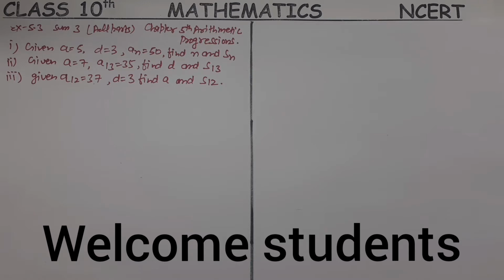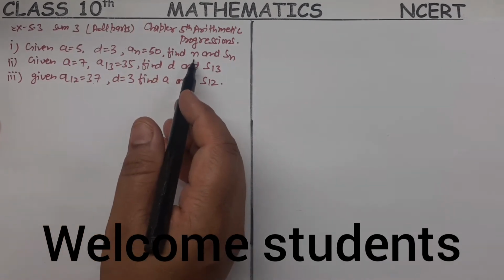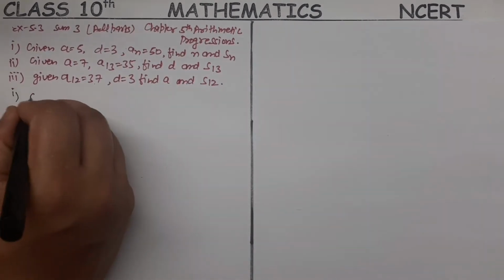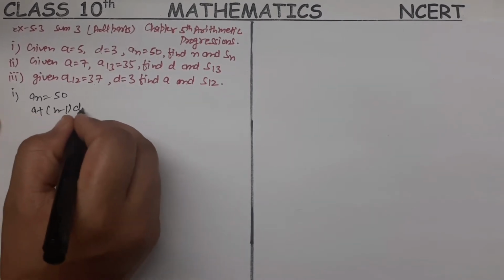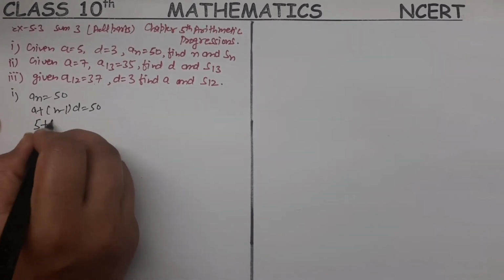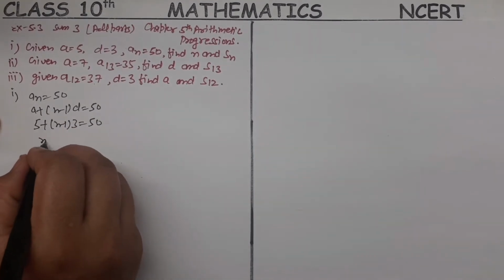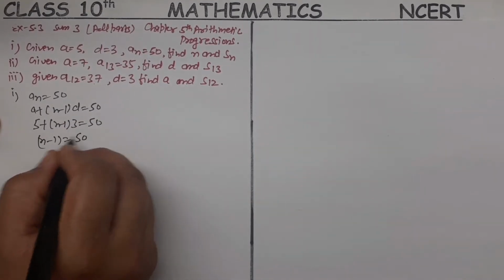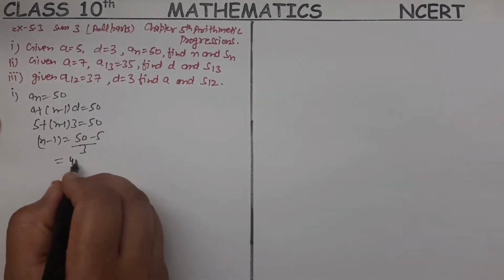Exercise 5.3, sum number 3, all parts. Given a = 5, d = 3, a_n = 50, to find n and S_n. a_n formula. a = 5, d = 3. Now solving: 5 comes to the right hand side and becomes minus, and 3 in division.